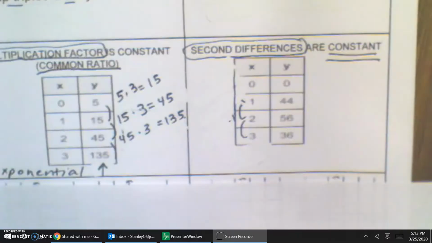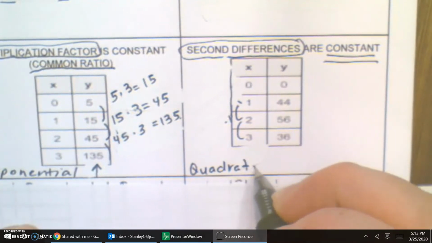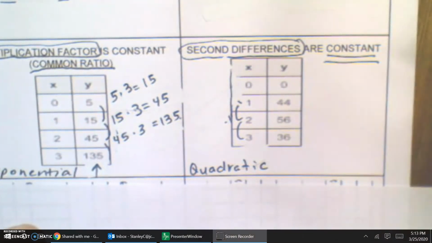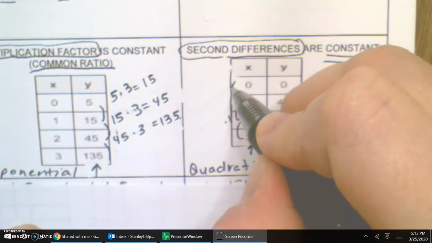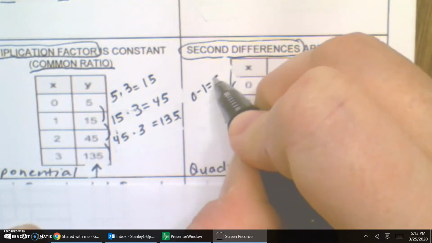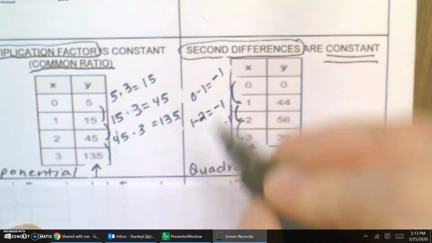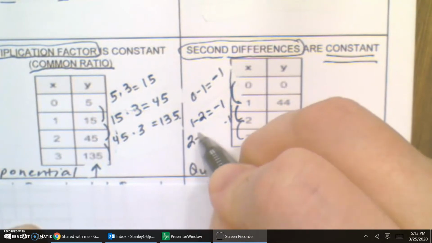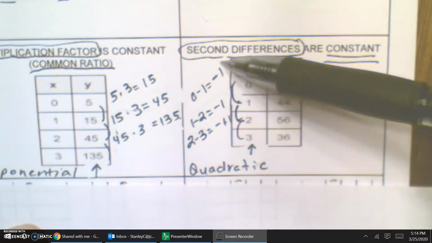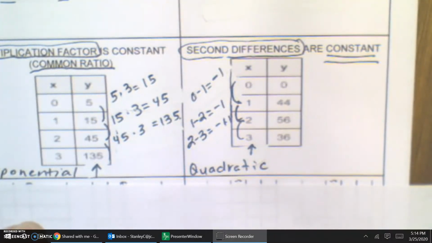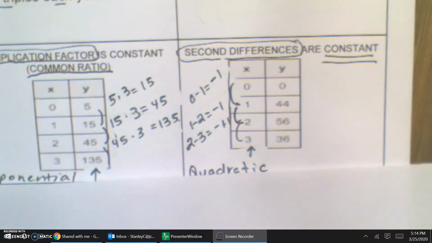Our third model, quadratic model. Quadratic. We want the second difference to be constant. Second difference, x column. Difference, subtract. 0 minus 1, negative 1. 1 minus 2, negative 1. 2 minus 3, negative 1. So we want the second difference to be constant, the same value, and that represents quadratic. So let's look at two more table examples.